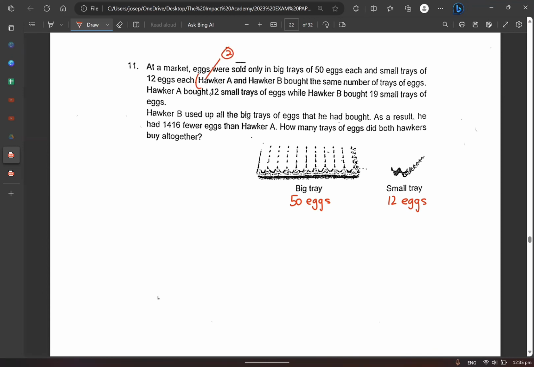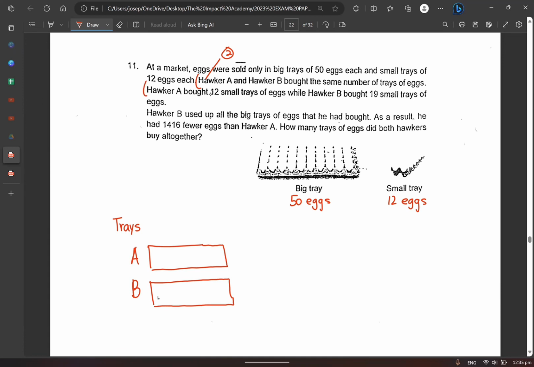Sentence number 2 says hawker A and B bought the same number of trays of eggs. So what we can do is write trays. This is hawker A, this is hawker B. We know that they bought the same number, so we want to draw a model that is of the same size, because they have the same number of trays.